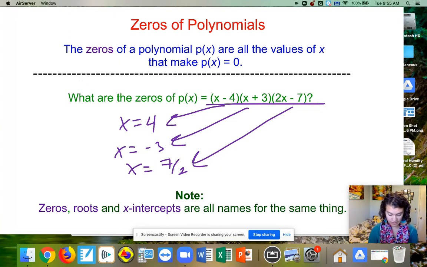A note here, zeros, roots, x-intercepts all mean the exact same thing. So I usually say zeros or roots, but they're a different word for the exact same concept.